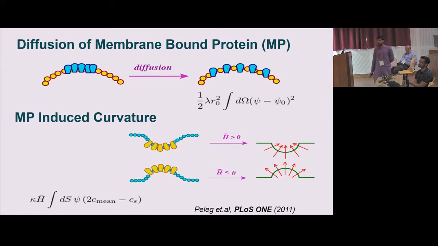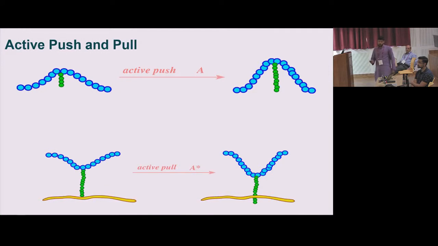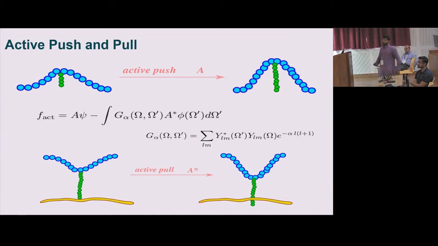So in this form we write down the energetics of the passive processes. Now let us come to the active process. There is active push, and we call it A. There is active pull, we call it A star, and to write it, the active force is coming from the pull, that is proportional to the protein density on the membrane surface, and the pull mediated by the actin filament from the myosin motors is given by this delta function.